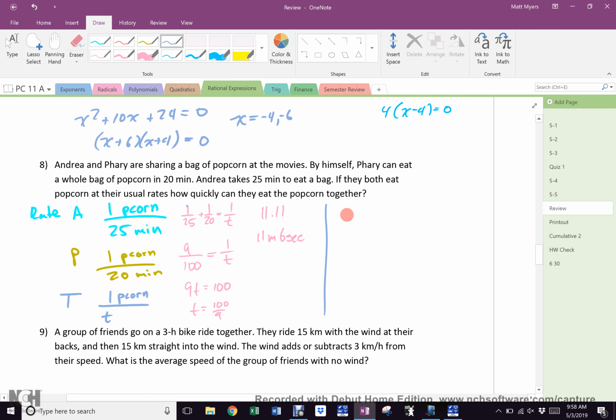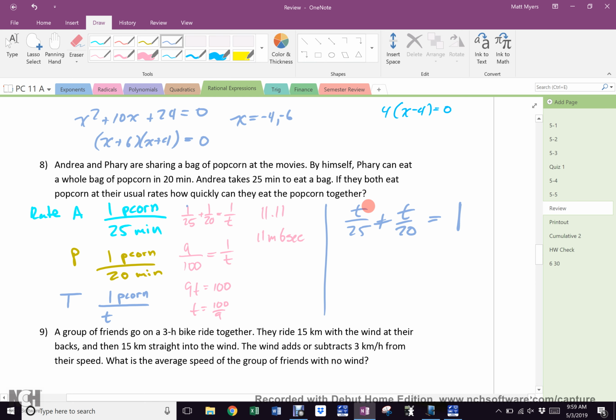Now, the other way to do it is, of course, if you flip the rate, right? T over 25 plus T over 20 equals 1 bag of popcorn, right? Because Andrea can eat 1/25 of a bag in a minute, and Fari can eat 1/20 of a bag in a minute. Together, they're going to eat 1 whole bag of popcorn. But you'll notice you get the same answer, right?